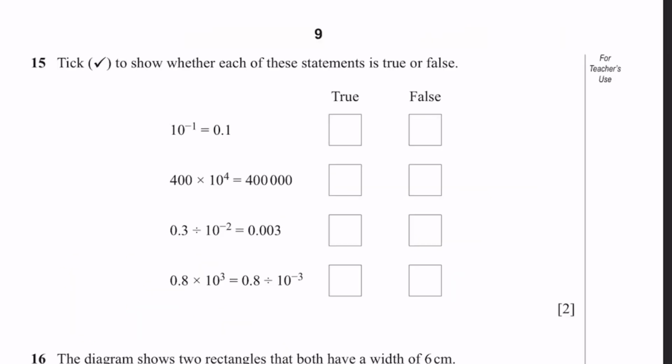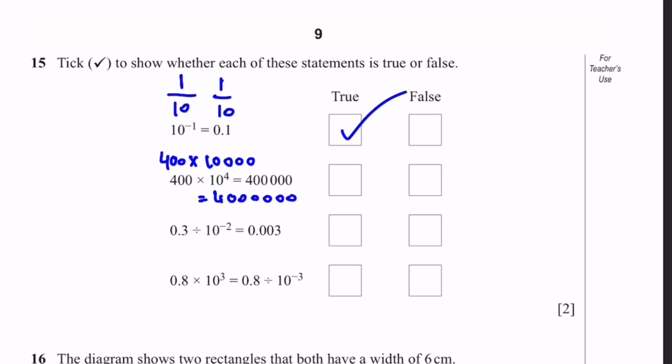Question 15. Tick to show whether each of these statements is true or false. 10 to the power of minus 1 is 0.1. 10 to the power of minus 1 is 1 by 10 to the power of 1, 1 by 10. 0.1 is also 1 by 10, so this is true. 400 times 10 to the power of 4 equals 400,000. 400 multiplied by 10 to the power of 4, 10,000. So that's equal to 4 million, which is totally not equal to 400,000.